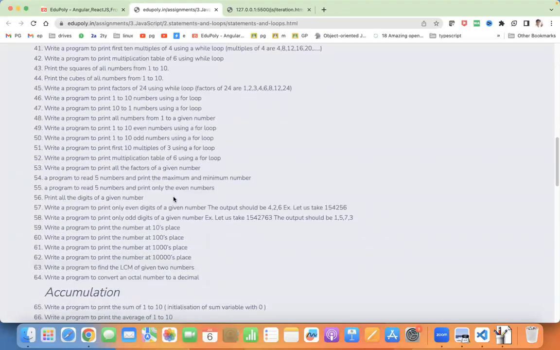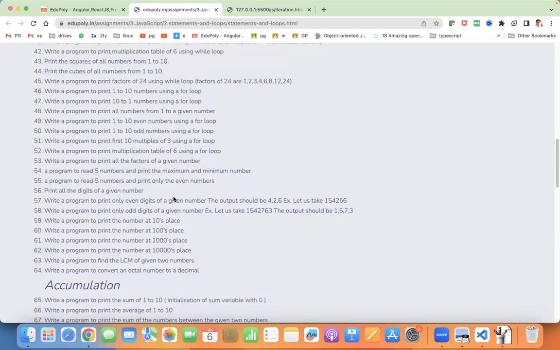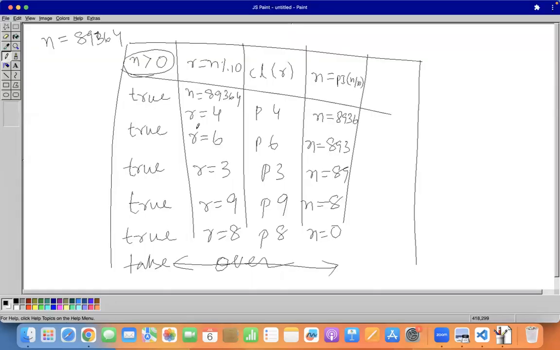Okay. Multiplication table. Can you print a multiplication table? Factors 1 to 10, for loop. Print all the digits of a given number, right? That's over. Print only even digits, odd digits, and print the number at tens place. What is that? Tens place. This is sufficient. What is that value at tens place? Value at thousands place? 9. Value at units place? 4. Value at hundreds place? 3. Very good.